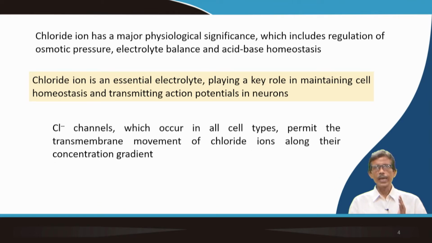So, how can this be transferred? We have already seen that we can have the proton channel, the sodium ion channel, and the potassium ion channel. Similarly, for the first time we are learning that for the typical inorganic anion, the chloride ion, we can also have channels, which occur in all cell types, in plants, in animals, in bacteria and everywhere. And basically it can permit the transmembrane movement.